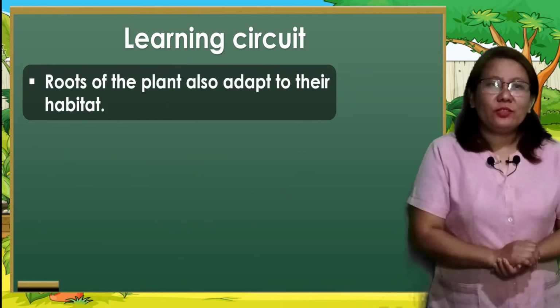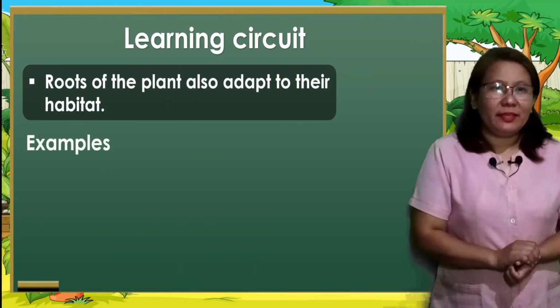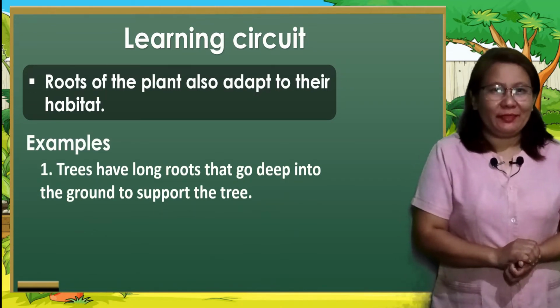Roots of the plant also adapt to its habitat. Example: trees have long roots that go deep into the ground to support the tree.